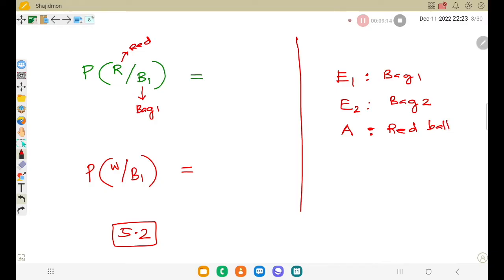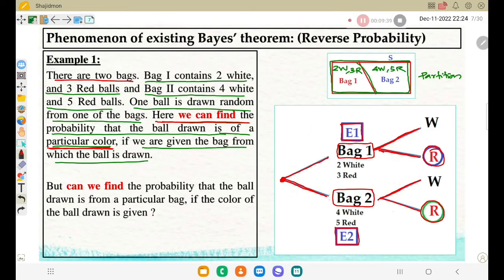So in this case, what can we do? We can calculate the probability of a red ball, capital A, from bag number 1, which means event E1. Correct? We can calculate this one. And the probability of a red ball from the second bag we can also calculate. This is what we studied in section 5.2, conditional probability. So how do we calculate it the easier way? Like this.